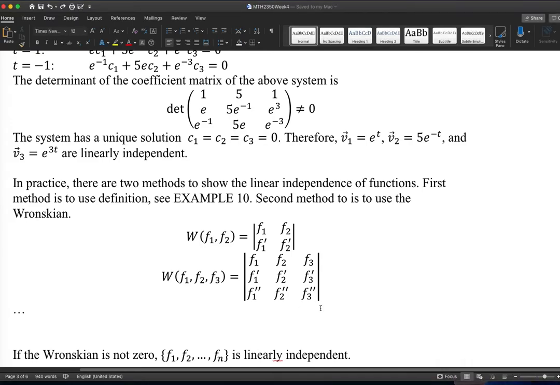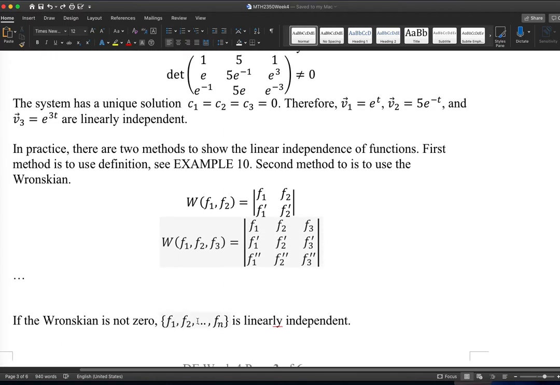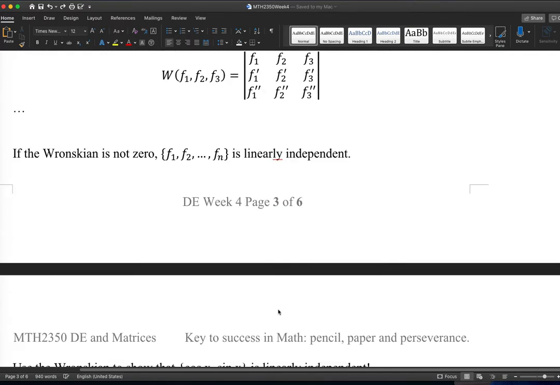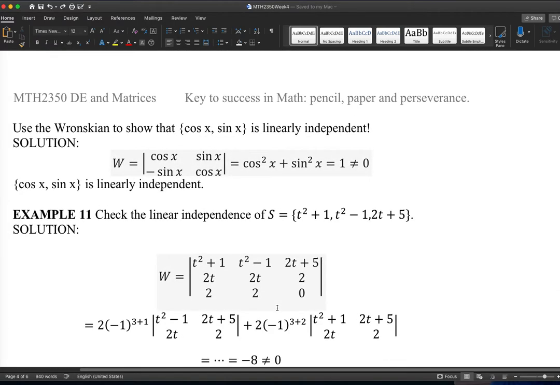I hope you see the idea. In general, the Wronskian of n functions is an n by n square matrix, generated in a similar fashion as for two functions and three functions. Let's take a look at one example, maybe two examples quickly.